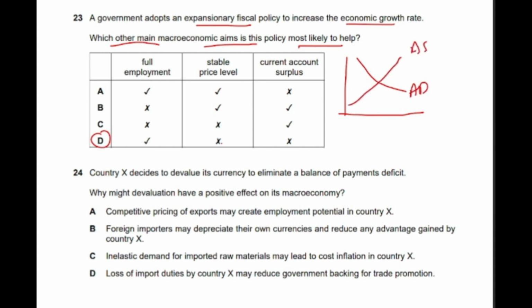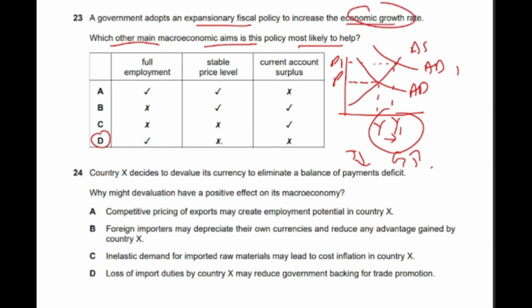So these are aggregate demand and aggregate supply curves. Initially price is P and real GDP is Y. Expansionary policy reduces tax and increases government spending. So as a result, aggregate demand will increase and it will move the aggregate demand curve to the right. So price level will increase. When price level is increased, GDP is also increasing, so economic growth will be achieved. So this policy was aiming to achieve economic growth. However, stable prices are not achieved because prices are increasing.